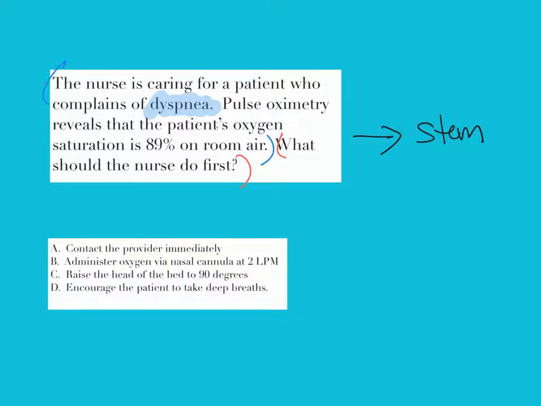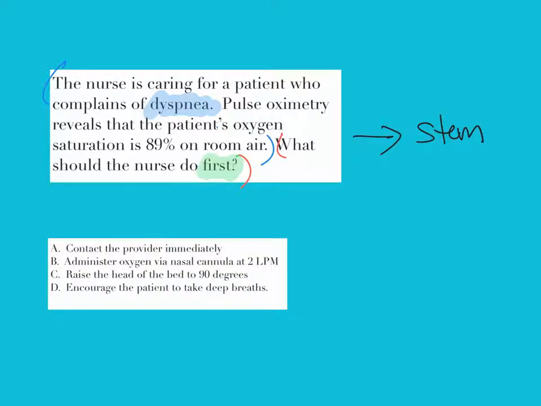Okay, so in this case, we have the word first, and that tips us off. We have the situation. The nurse is caring for a patient who complains of dyspnea. We know that's shortness of breath. Put him on a pulse ox, and it reveals that the patient's oxygen saturation is 89% on room air.